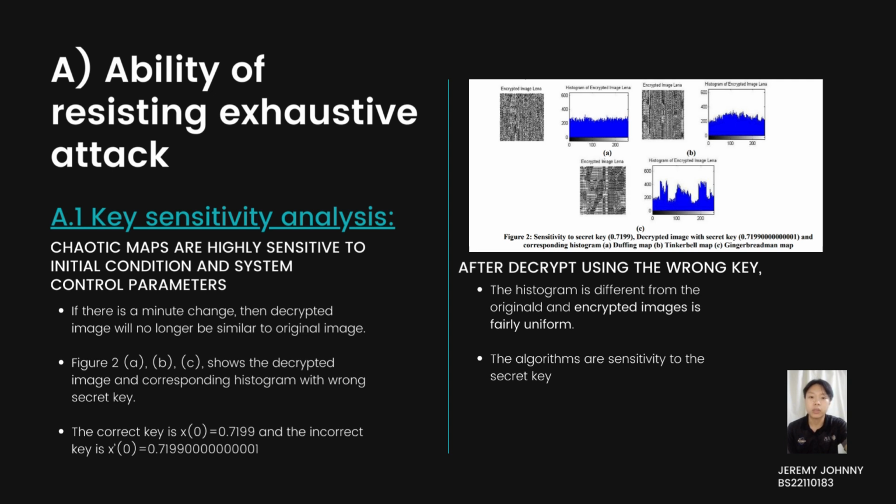There is only a small difference between the correct key and the incorrect key in terms of decimal places, but the result shows the histogram is fairly uniform and the decrypted image is different from the original. So it is proven that the algorithm is sensitive to the secret key, because a small change in the secret key changes the result of the decrypted image.